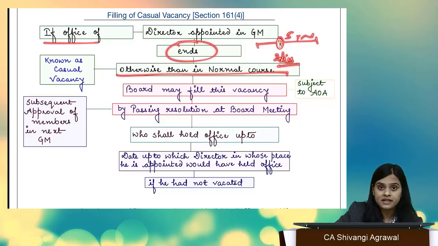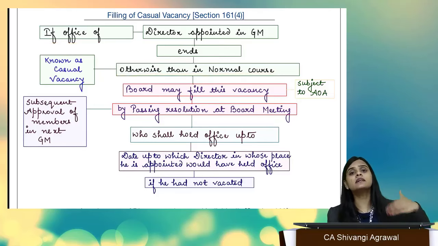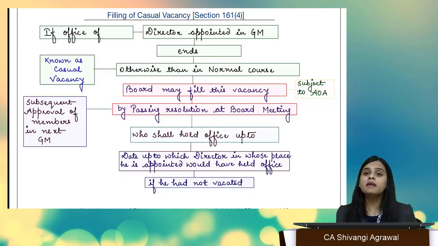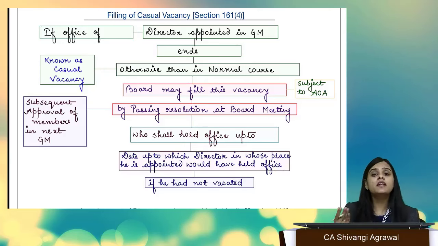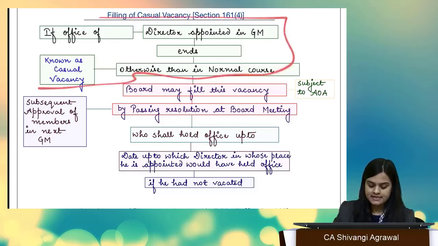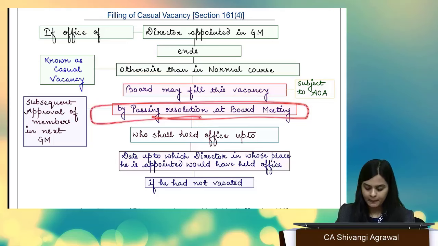This is not intermittent vacancy. Why? Because in an intermittent vacancy, it is imperative. It must be filled. Otherwise, it will lead to non-compliance of law. Here, a director has died. It is not non-compliance of law, right? So, it may be filled by the board. It may not be filled by the board. Okay. So, this is known as casual vacancy. If the board has power through articles, it can fill this vacancy. How? By passing a resolution at a board meeting.